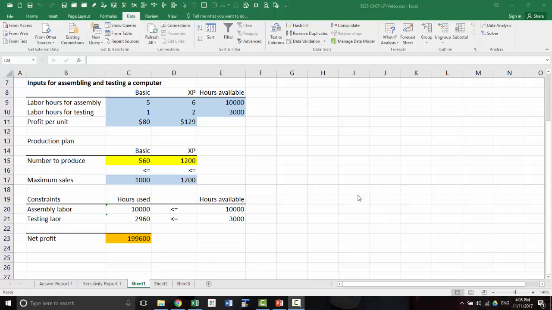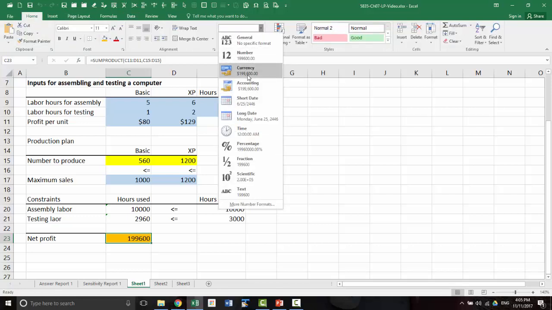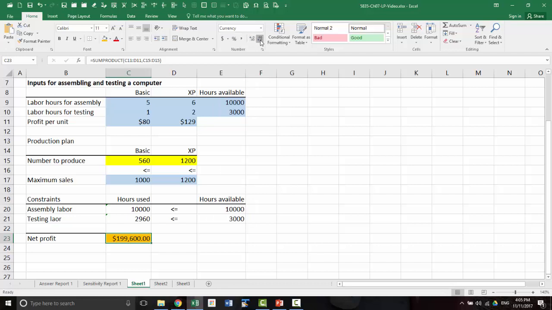Okay, now let's look at the reports that Solver generated for our basic computer and XP computer model. We solved using Solver. The optimum solution is to produce 560 of basic, 1200 of XP, and that will give us a profit of $199,600. So let's change the format here to currency.